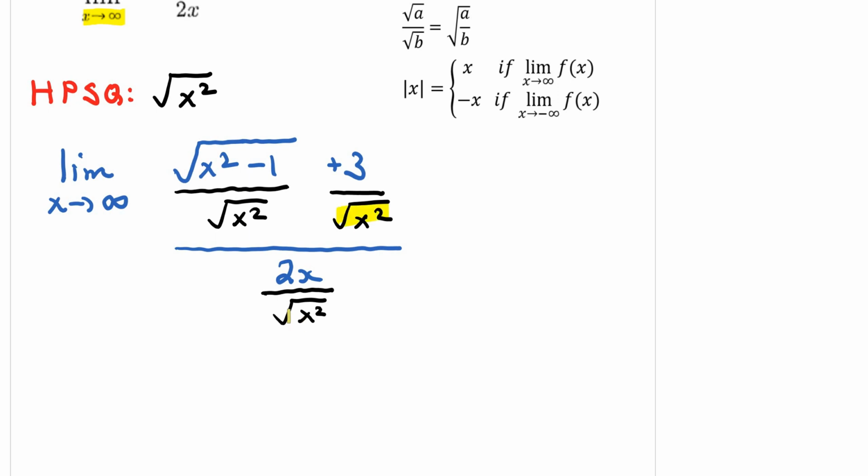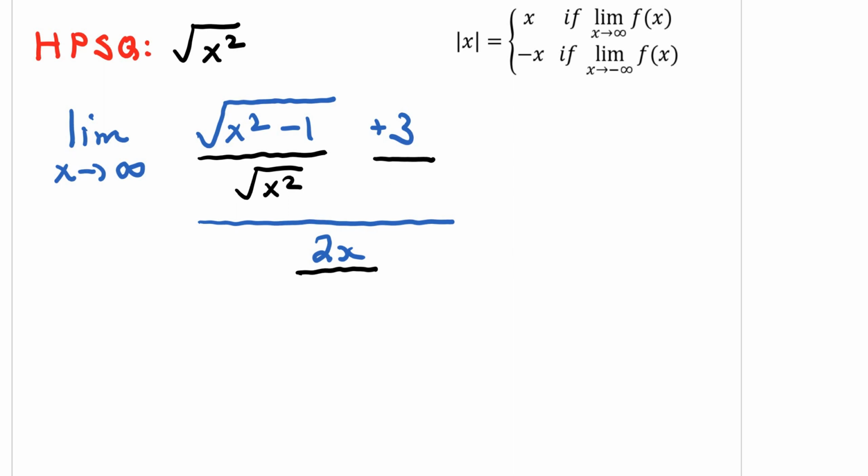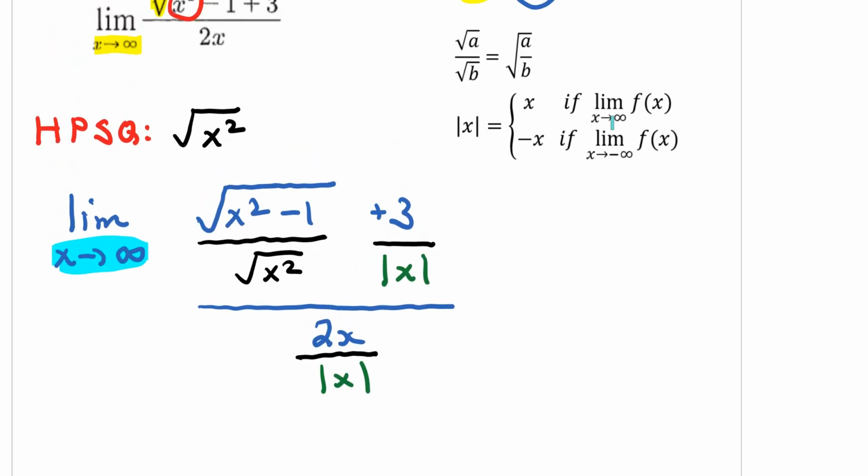All right, so let's deal with these terms first. As mentioned throughout the video, the square root of x squared is equal to the absolute value of x. So I'll replace this with the absolute value of x. In this problem we're going to positive infinity, and using my little cheat sheet, if the limit is going to positive infinity, then the absolute value is replaced with just a single x. This becomes a single x and a single x, which is good.